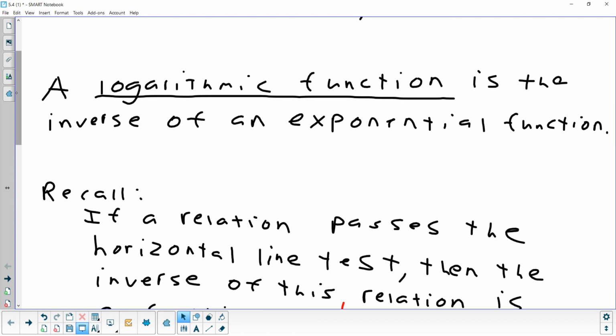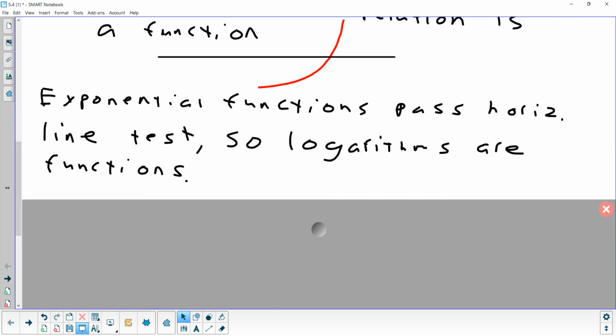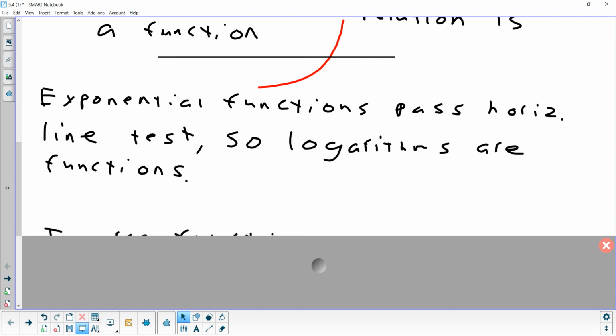Logarithmic functions are the inverse of exponential functions. So if an exponential function passes the horizontal line test, what do you think that means about log functions? What test would they pass, since they're the inverse of exponentials? Vertical line test. Exactly, good. They would pass the vertical line test. That means their inverse would pass the vertical line test. So that means logarithms are functions.